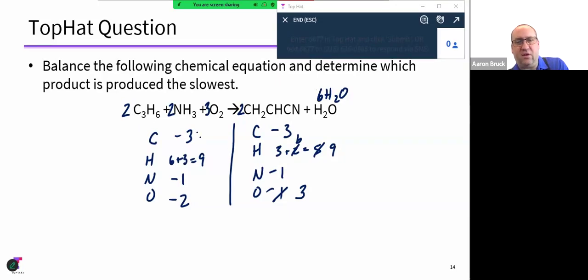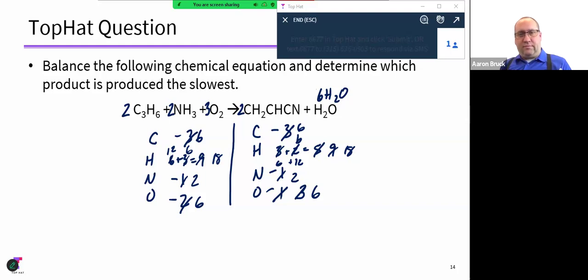So I now have 6 carbons and 12 plus 6 for 18 hydrogens. I have 2 nitrogens and 6 oxygens. And on the product side, I have 6 carbons now, 6 plus 12 for 18 hydrogens, 2 nitrogens, 6 oxygens. There's my balance.